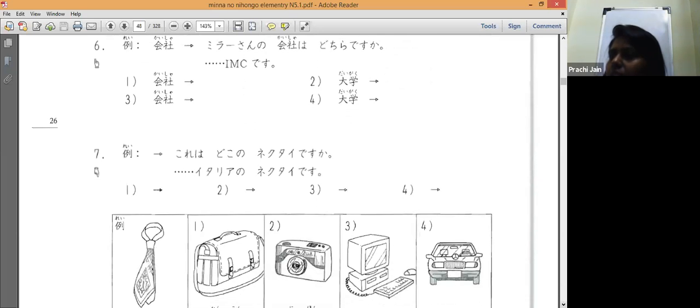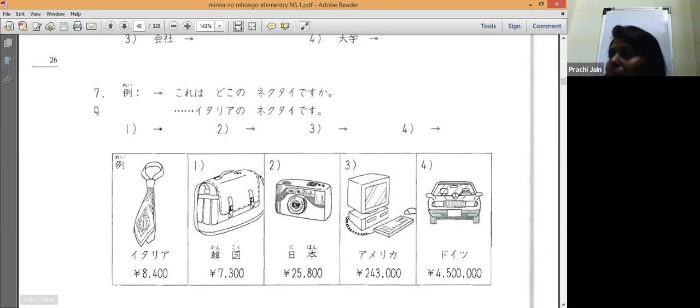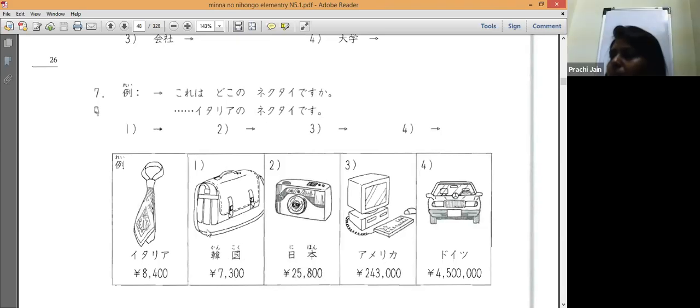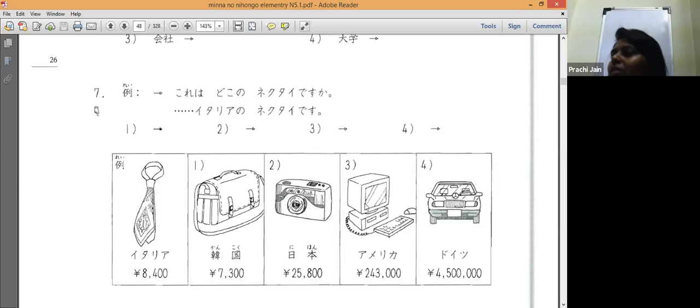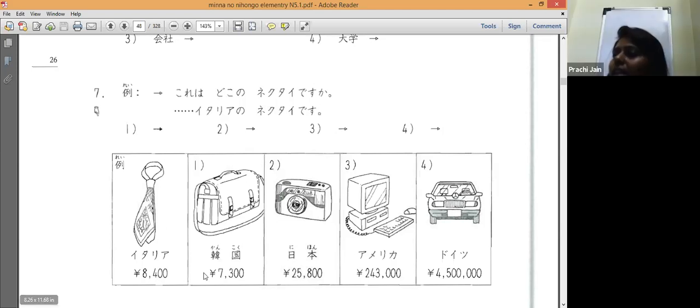Okay. Now there is the seventh one. Again, we have a picture with the prizes. So, it's Itaria no nekutai. Kankoku no kaban. Nihon no kamera. America no konpyuta. Doitsu no jidosha. So, again, it's written a prize.